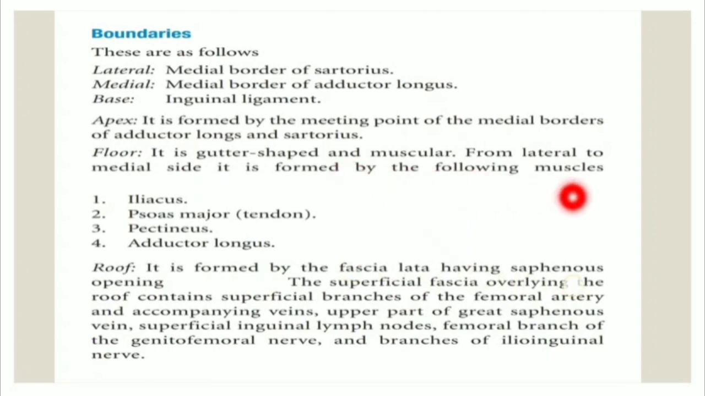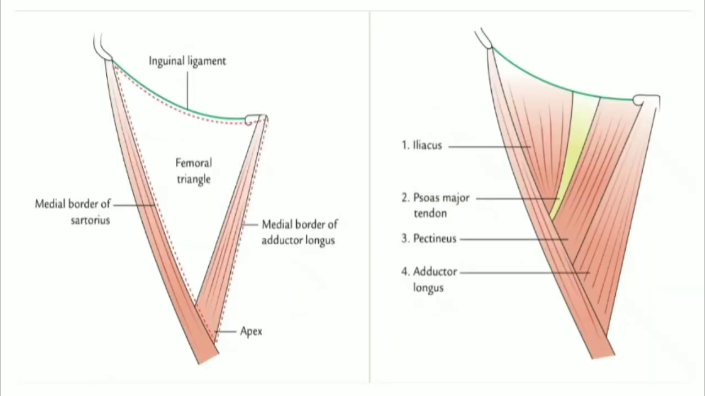We'll see what those muscles are from lateral to medial side. From lateral to medial side, first we have the iliacus muscle, then the psoas major tendon, not the muscle, the tendon. The muscle is present in the abdominal region. The tendon alone forms the floor of the femoral triangle, and it is followed by the pectineus muscle, which is followed by the adductor longus muscle.